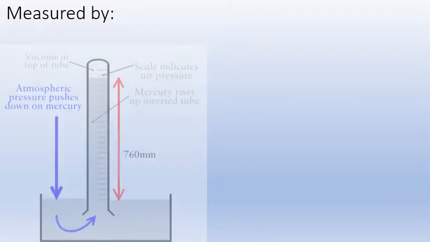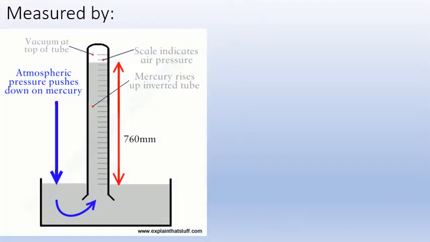We can measure it using two major instruments. This is a normal barometer. We know that barometer is the instrument which is used to measure pressure. So this is a normal mercury barometer. Here you can see the same digits written, 760 mm. So this 760 mm is normal atmospheric pressure.